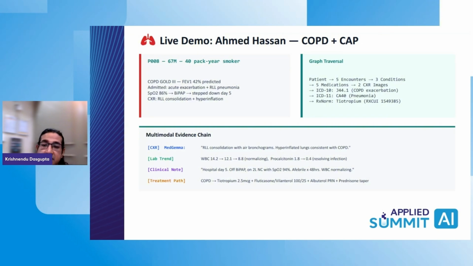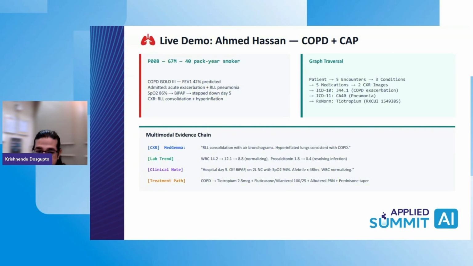Ahmed Hassan, patient number 8, 67 years old, an avid, very, very big smoker, 45 years, COPD, GOLD 3 identified with that. The graph has 5 encounters, 3 conditions, 5 medications. There are 2 images that we're looking at. There are some ICD-10 mapping and ICD-11 mapping, and the medications are being tagged with their RxNorm CUI, RxUI IDs.